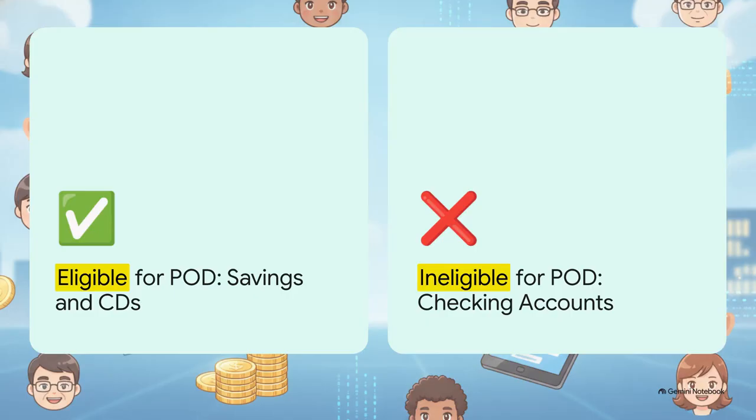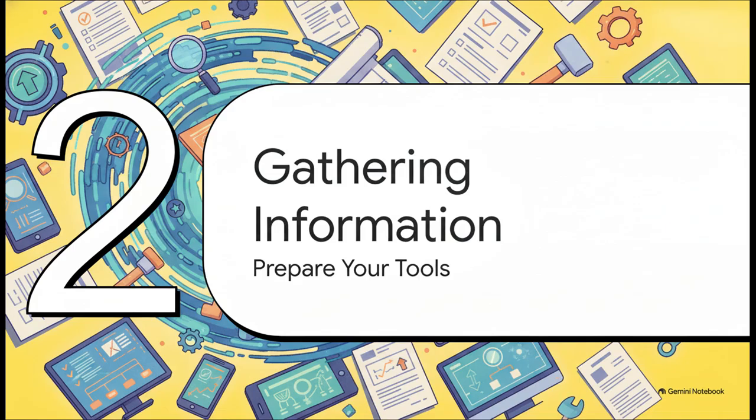Now, there is a totally critical distinction in how Citi structures its retail accounts. Check this out. Savings accounts and certificates of deposit, CDs, are completely eligible for payable on death designations. But checking accounts? Actually, no. They are ineligible for POD designations. Because of this, a really major strategic recommendation is to avoid leaving massive excess liquidity just sitting there in your checking account. Instead, you'll want to use automated cash sweeps to move those surplus funds over into eligible savings accounts or CDs, where your named beneficiaries are legally recognized. It's a game changer.